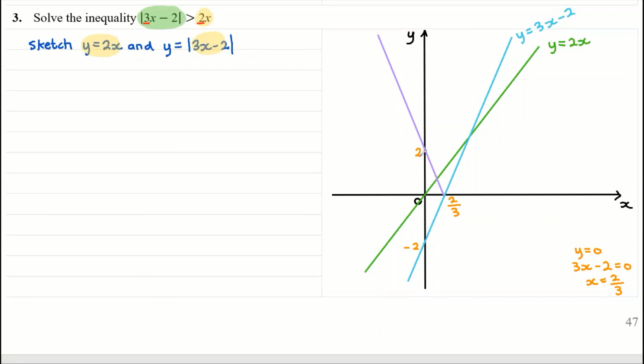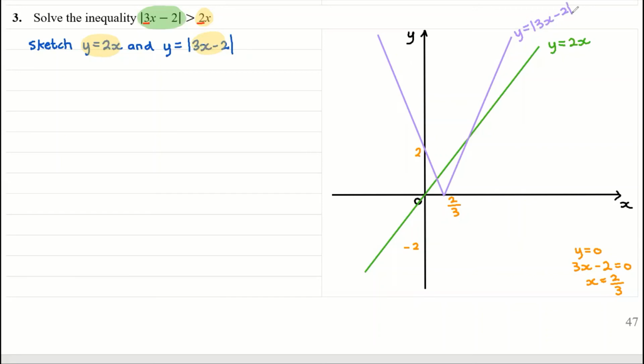So what I can do now, I'll just go over my original graph here, and then I can delete the line y equals 3x subtract 2. So you can do that with an eraser as well. So we'll delete that, and we'll relabel it as follows. So this is the graph of y is equal to the modulus of 3x subtract 2.